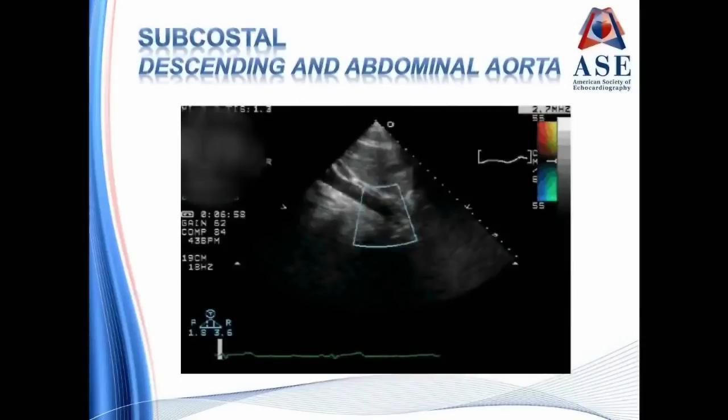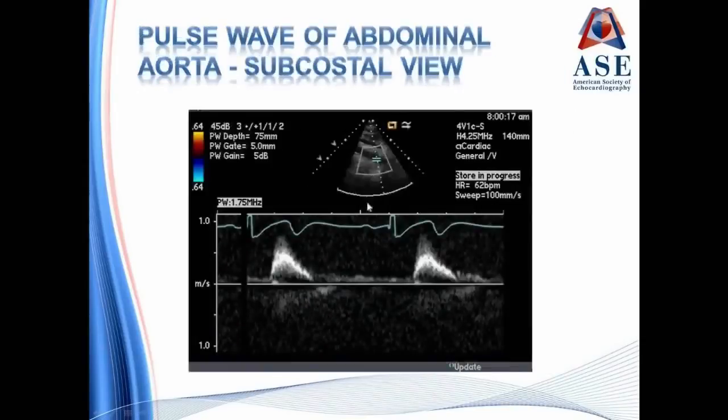By angling the transducer, again, we can see the abdominal aorta, and the bifurcation to the iliacs would be down here. And we also can pulse the abdominal aorta and get normal velocities in systole headed towards the feet.